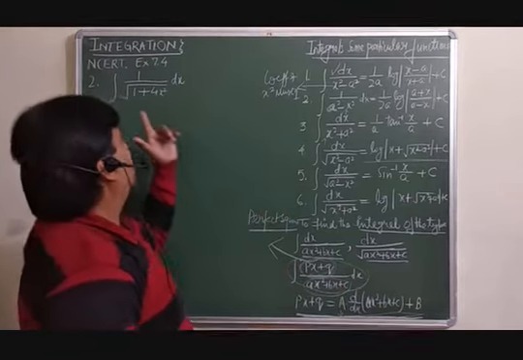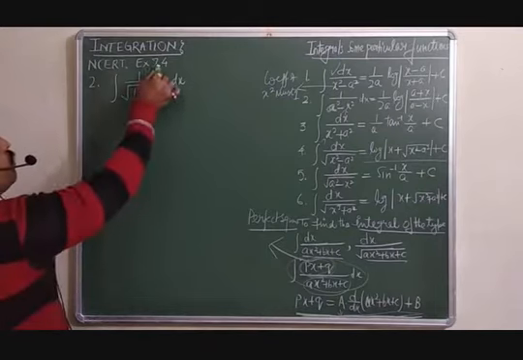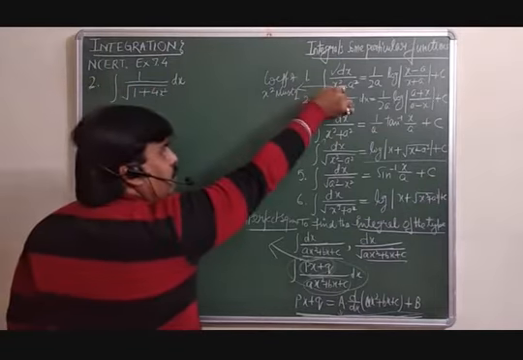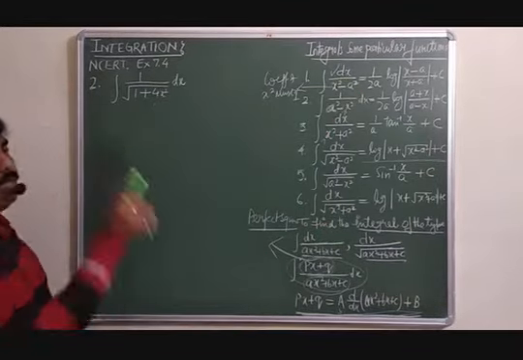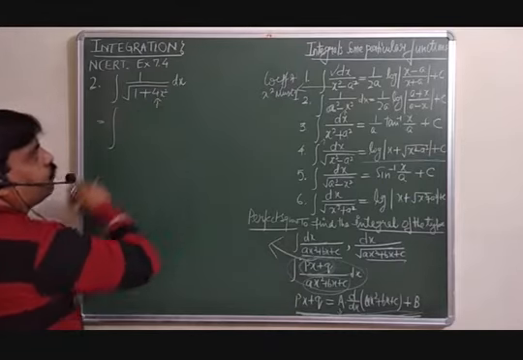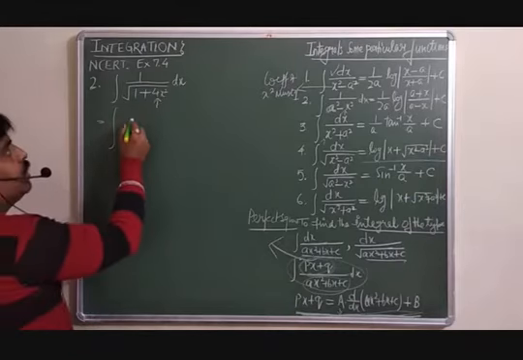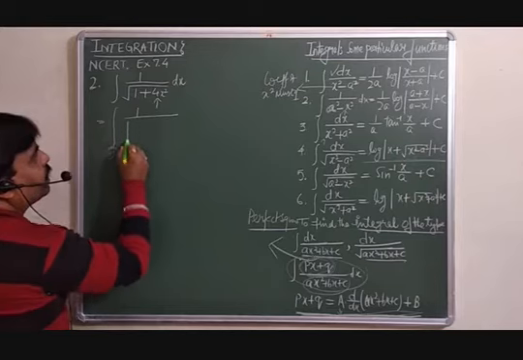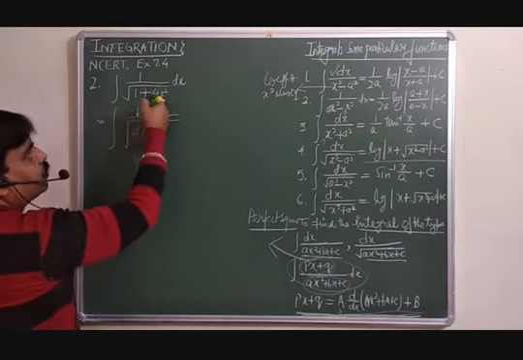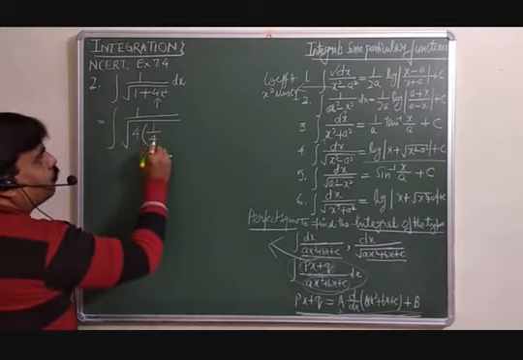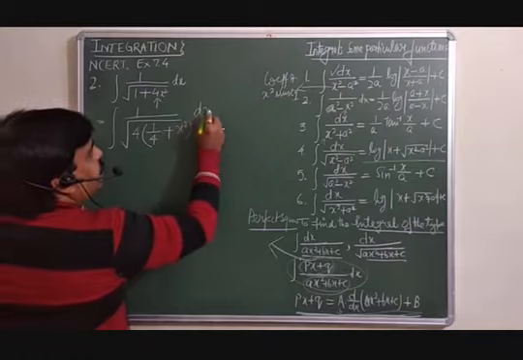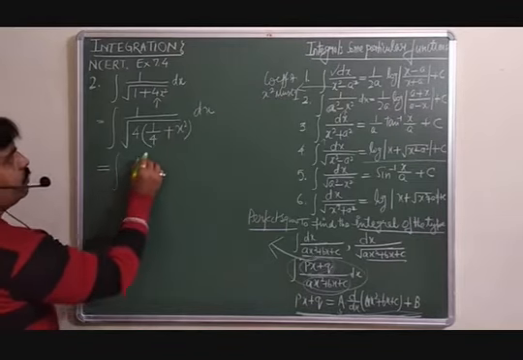See, this is the question we are taking from exercise 7.4, question number 2. Among these formulas, any one of the formulas will be applicable here. But here is the important point: the coefficient of x square is 4. You are supposed to make it 1. So what we will do here is take the 4 common. You will take the 4 common from here, so that it becomes 1 over 4 plus x square, dx.